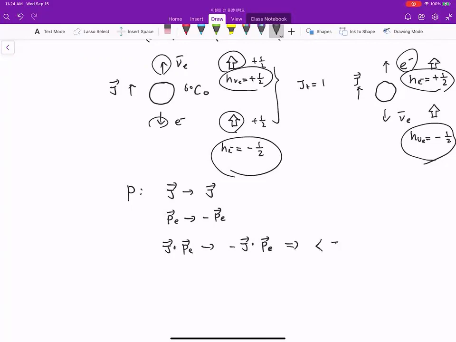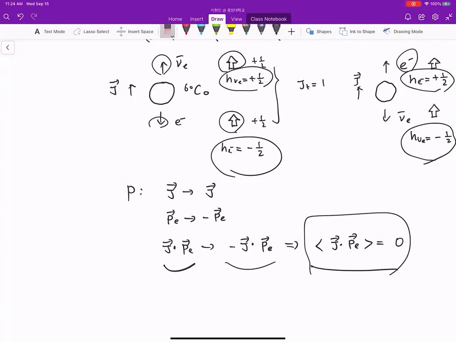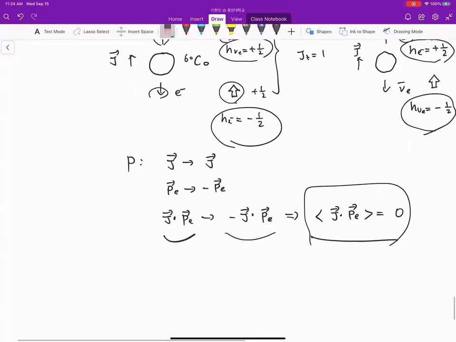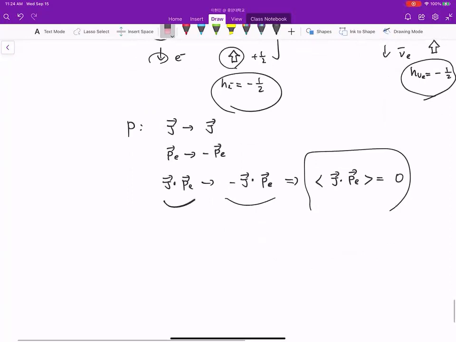Because of that, if you take the average of this scalar product, this must be 0, because you don't distinguish the scalar product and minus the scalar product. So the downward electron and upward electron will appear with the same number of events. But experimentally, this is not the case.